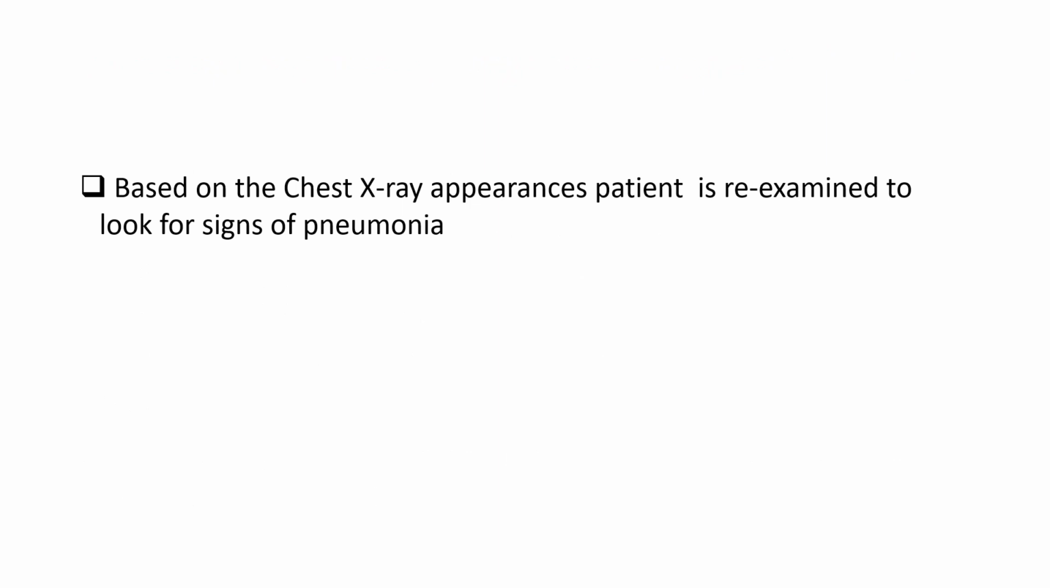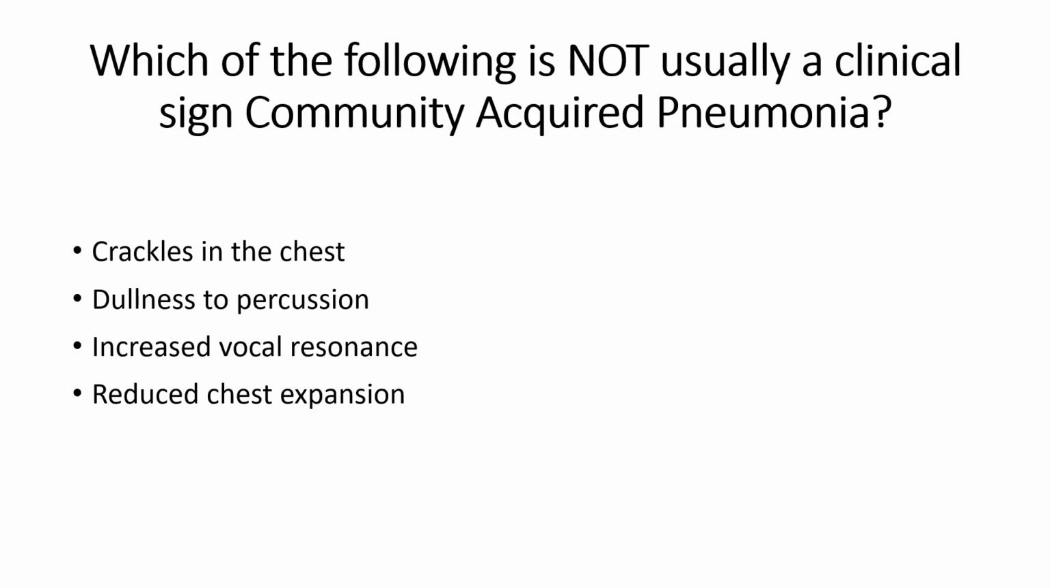Now the patient has signs of pneumonia, and which of the following is not a sign of community acquired pneumonia? Is it crackles, dullness, increased resonance, or reduced chest expansion? Take a few seconds.